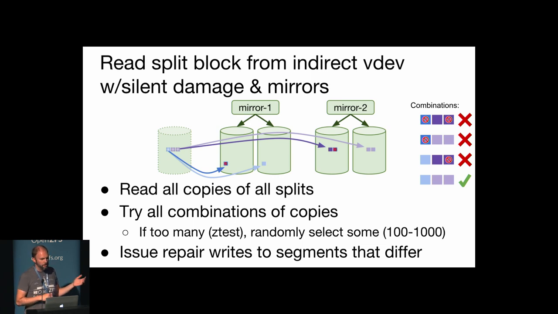So in that case, we don't know which part of it is damaged. We split it. In this case, I'm just showing two, but it could be more splits. I could have five different parts of the split in five different locations, and I don't know which of those five has the damage. So what we need to do is read all the copies of all the splits and then try all the combinations of those copies.